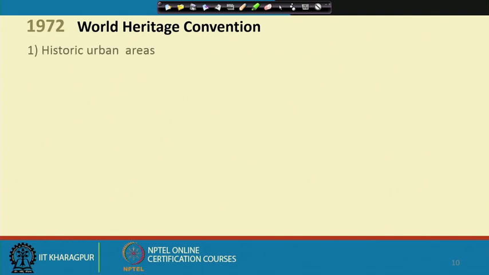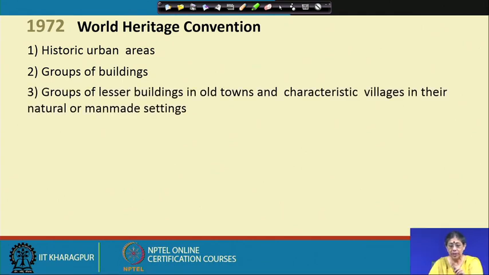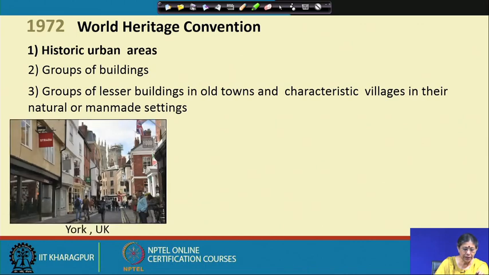1972 World Heritage Convention. It talked about the historic urban area, the group of buildings, which we have already seen, but it also talked about, as we have already discussed, the group of lesser buildings and characteristic villages. Let us see some of the examples. For example, historic urban areas, York. York is a historic urban area, we have discussed York. York Minster is one of the very important parts of this, and then there are the buildings which are there.